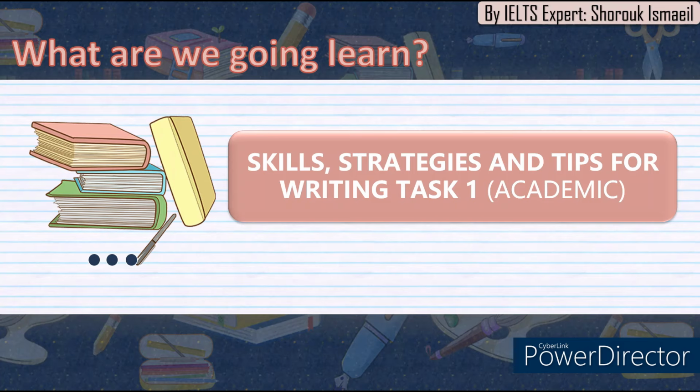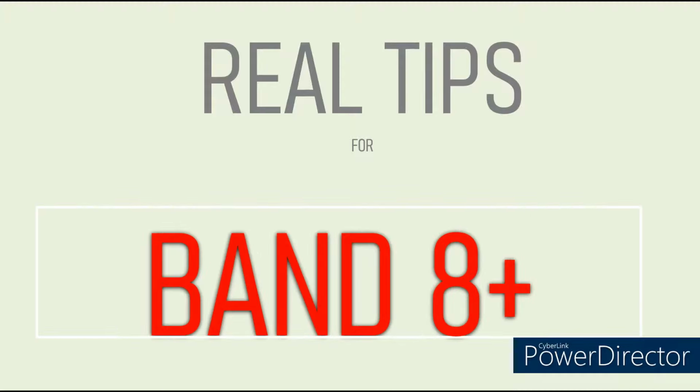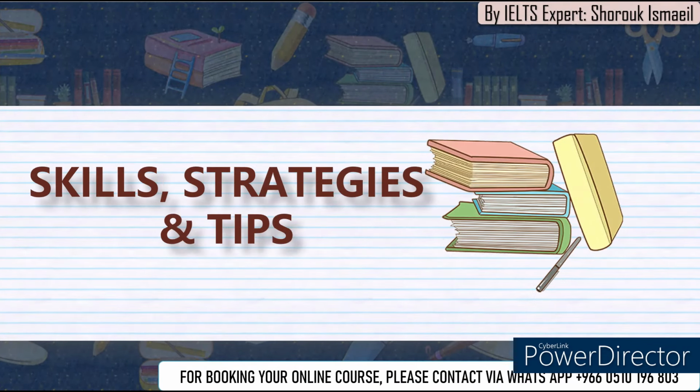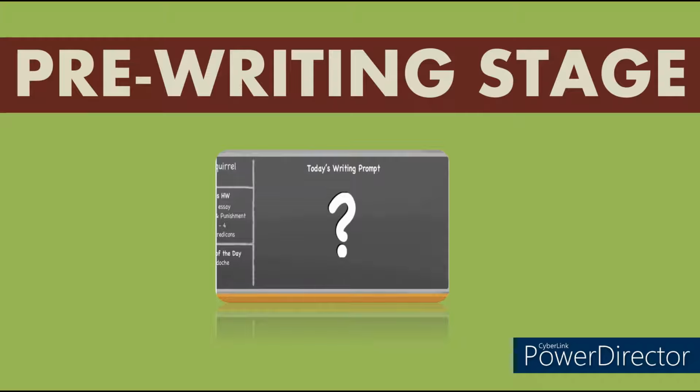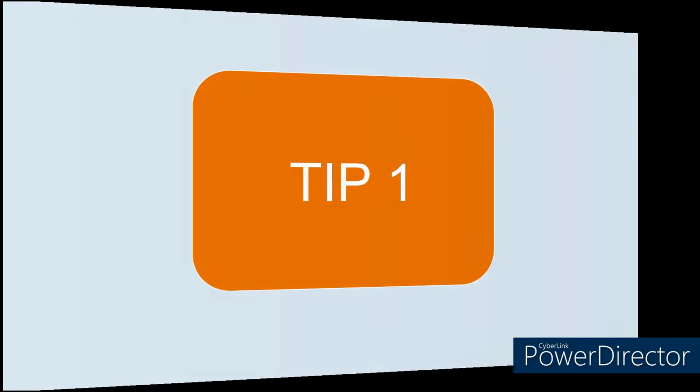What are we going to learn? Skills, strategies, and tips for writing Task 1, Academic. These tips actually will help you to get Band 8 or above. Number 1. Prewriting stage. Step 1.